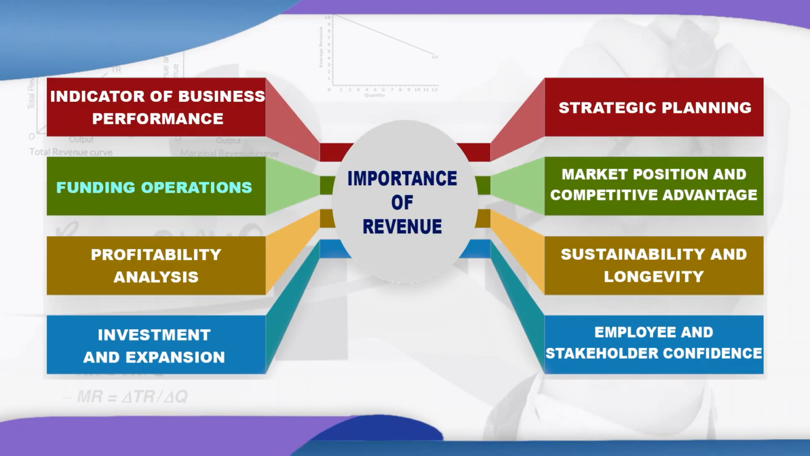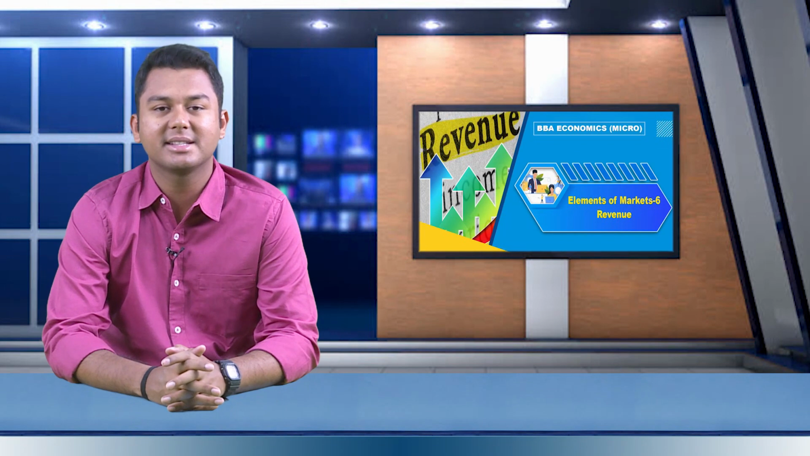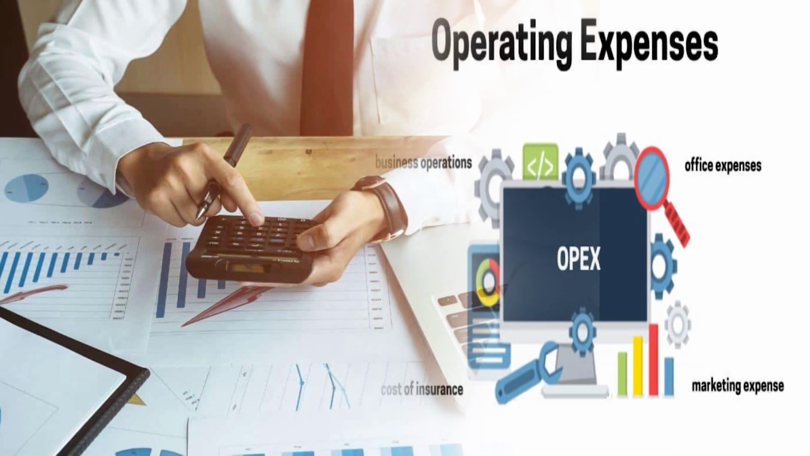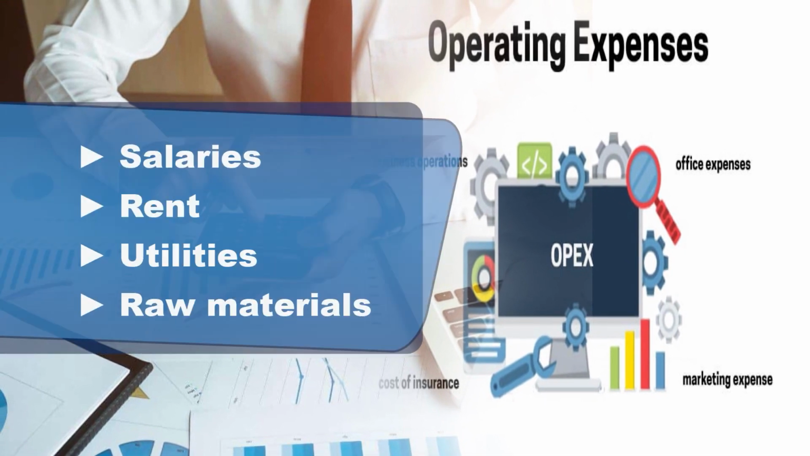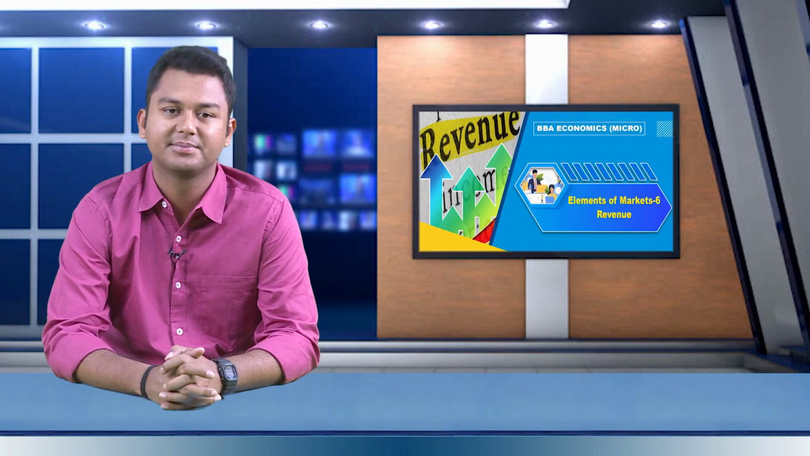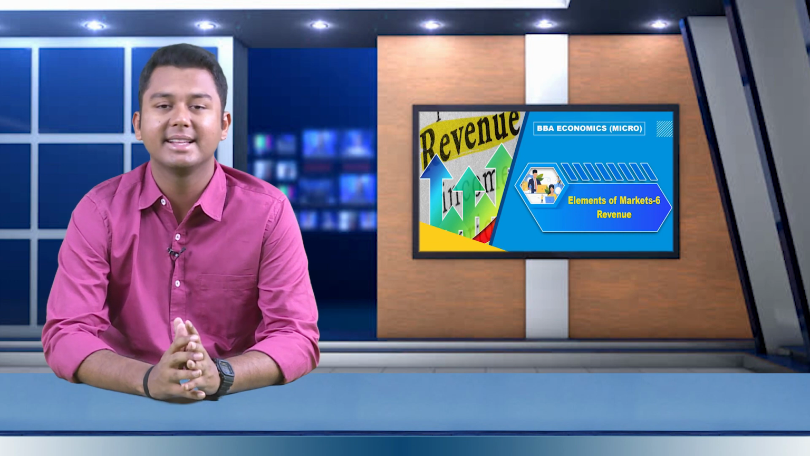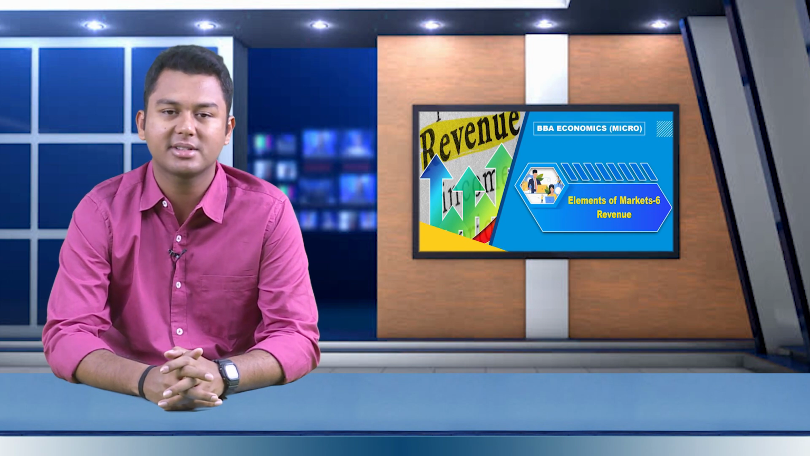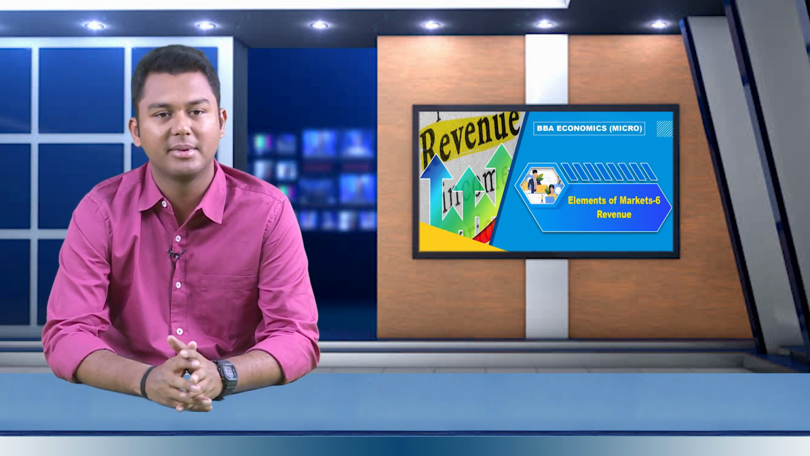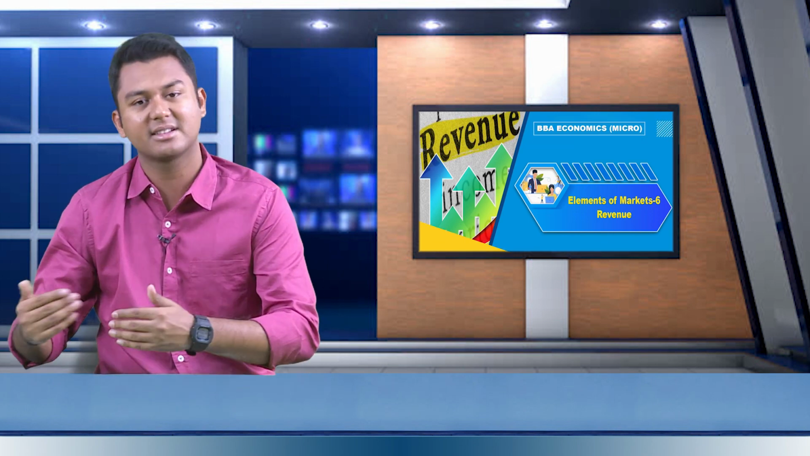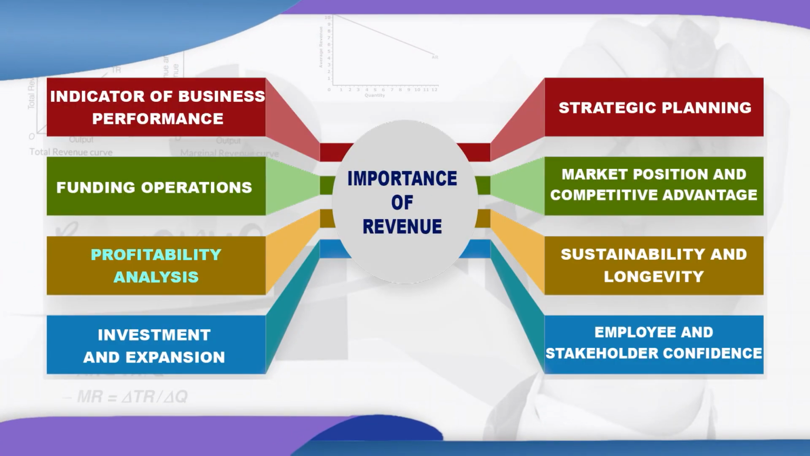The next point is funding operations. Operational expenses are a critical aspect. Revenue is a primary source of income to cover day-to-day operational costs, including salaries, rent, utilities and raw materials. Without sufficient revenue, a business may struggle to maintain its operations. Regular revenue inflows are essential in maintaining a healthy cash flow. Positive cash flow ensures that the business can meet its short-term liabilities and operational expenses without relying excessively on external funding.